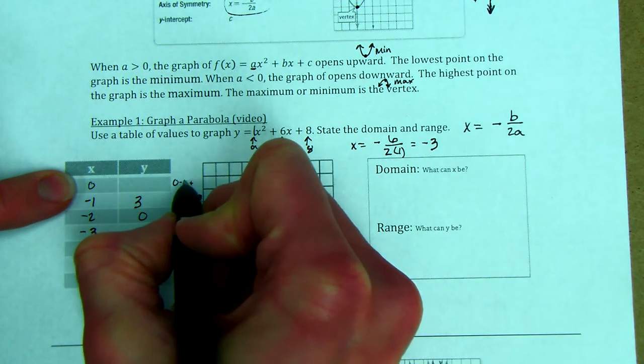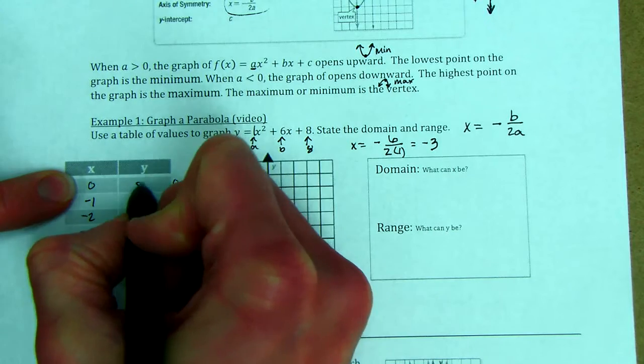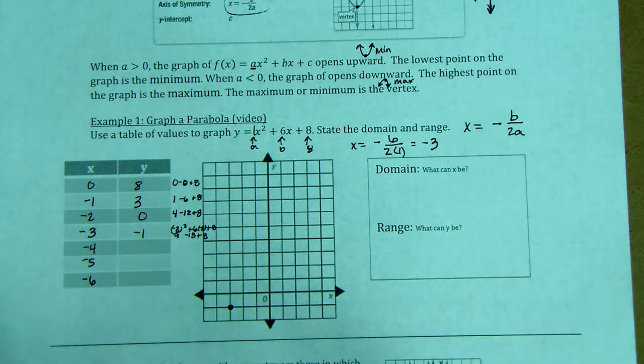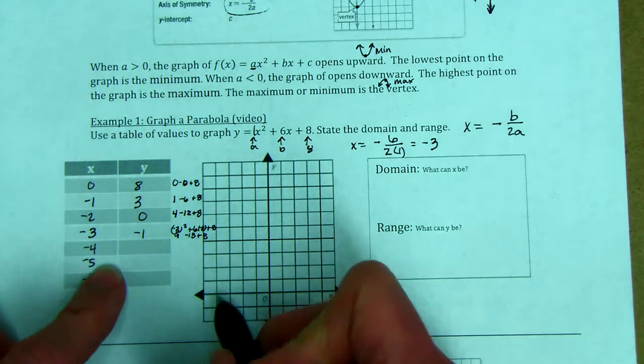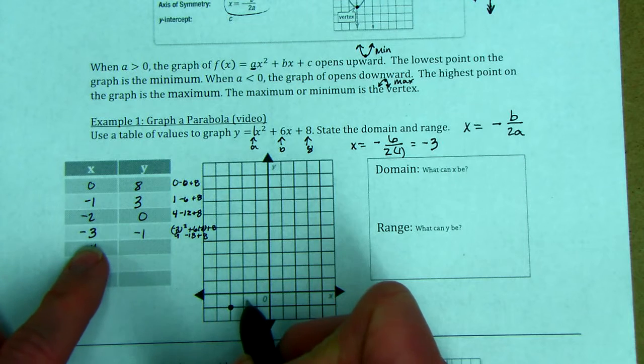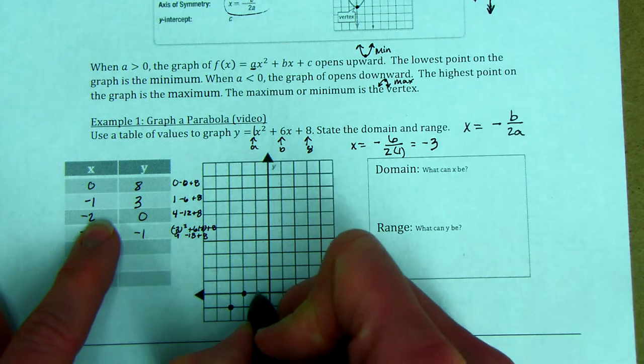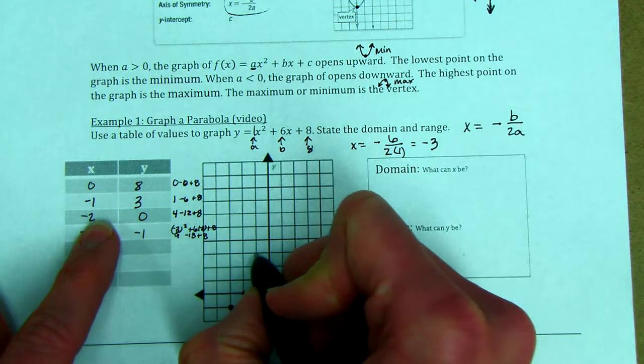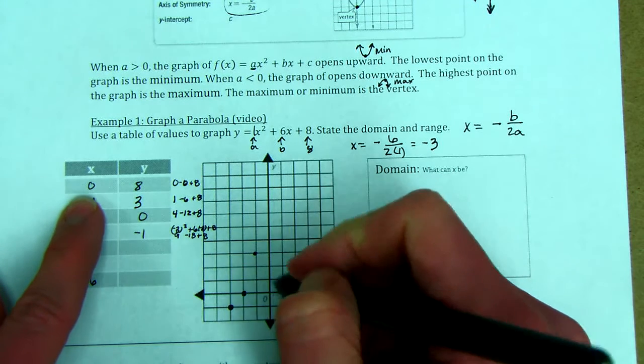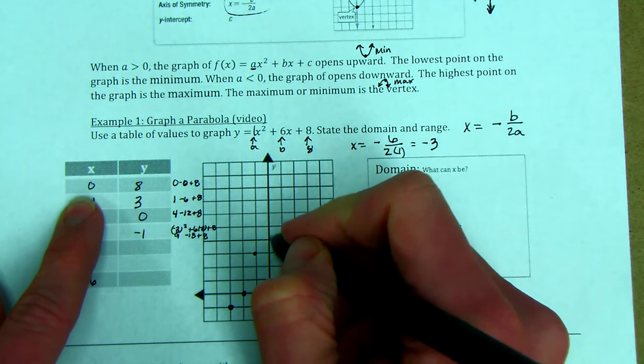Can I? So let's see here. Negative 3, negative 1, good. Negative 2, 0. Negative 1, 3. And 0, 8. 1, 2, 3, 4, 5, 6, 7, 8. All right, let's go to the other side, a negative 4.